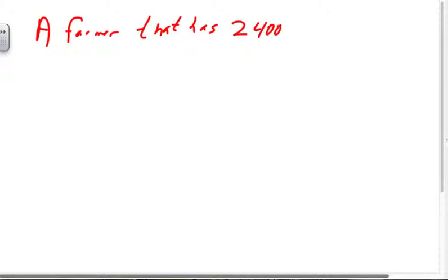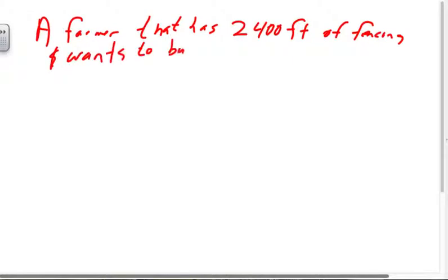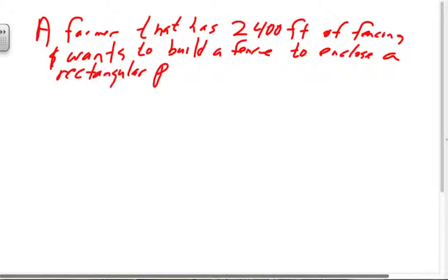Okay, so let's work through an example here. You've got a farmer that has 2,400 feet of fencing, and he wants to build a fence to enclose a rectangular pasture next to a river with fairly straight sides.